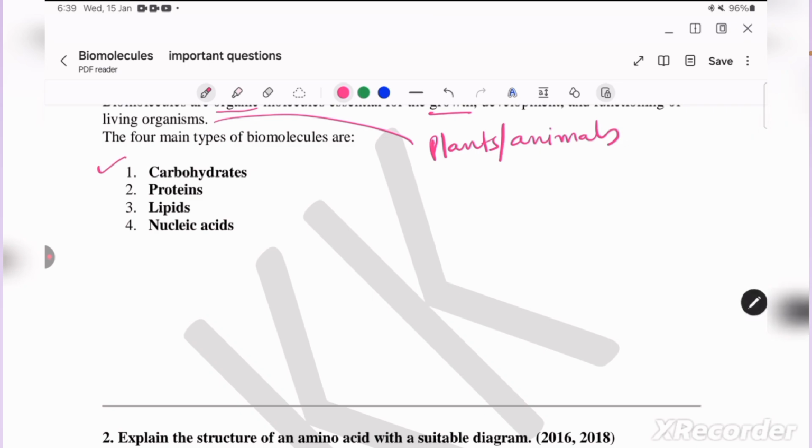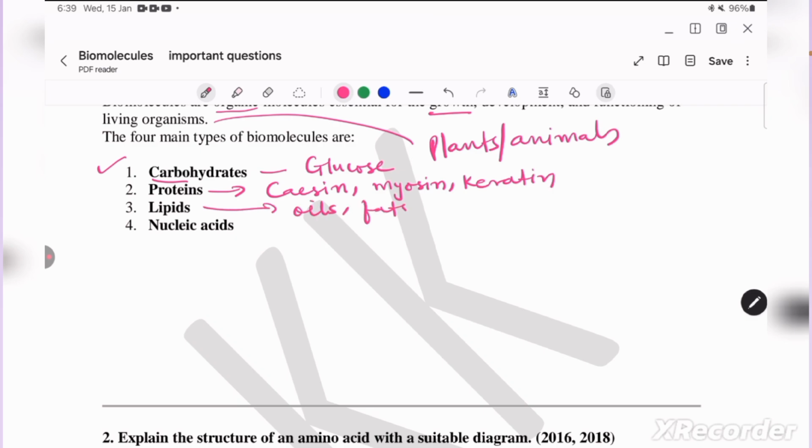The first one is carbohydrates. The example of carbohydrates, like for example we have glucose. Proteins, we can have good examples like casein in the milk, we can have myosin in the muscles, we can have keratin in the hair and the nails, and so on and so forth. Lipids, for example, we have oils and fats which are used as reservoirs of energy. And there are two types of nucleic acids which are DNA and RNA. I'm sure you know the meaning of these two, DNA and RNA.